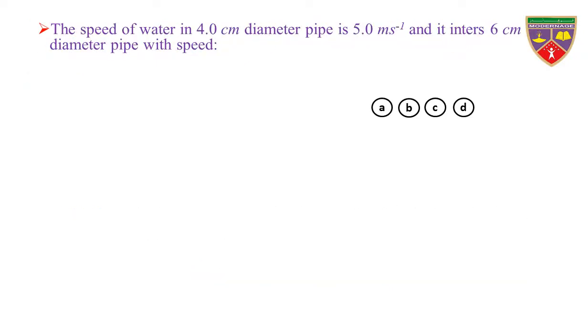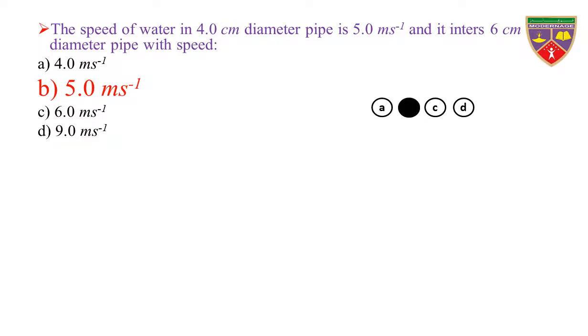The speed of water in a 4.0 centimeter diameter pipe is 5.0 meters per second, and it enters a 6 centimeter diameter pipe with speed: option A, 4.0 meter per second; option B, 5.0 meter per second; option C, 6.0 meter per second; option D, 9.0 meter per second. The key is 5.0 meter per second. Therefore, the correct option is B.